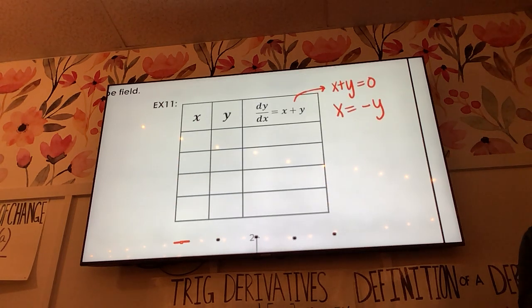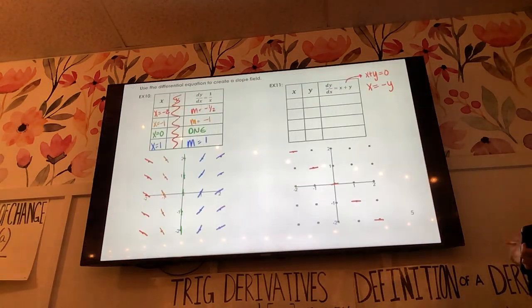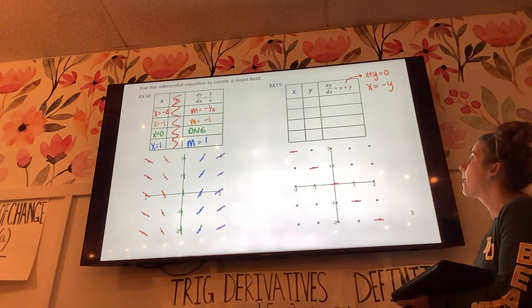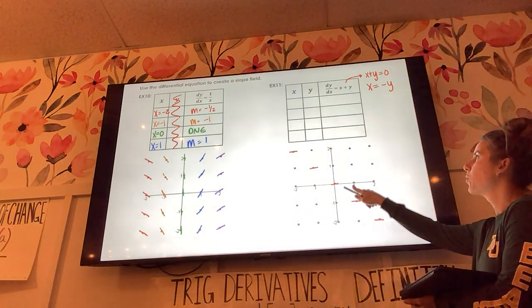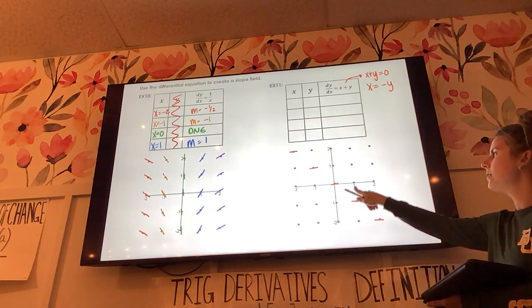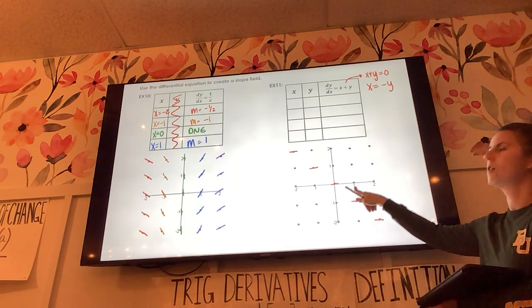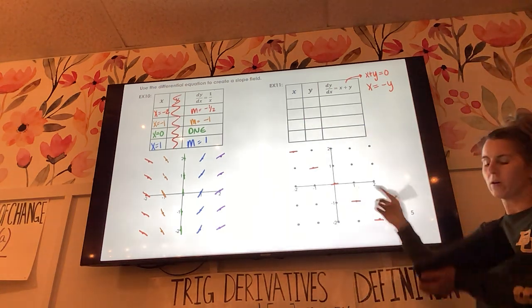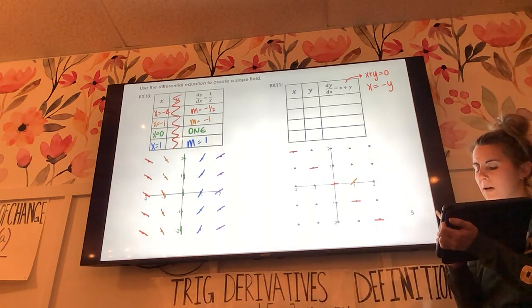I also consider when your slope is undefined. Now, will your slope ever be undefined? No, because we've got x and we've got y, so we're going to be good to go. All right, so then I'm just going to start working through this. We're just adding up x and y. So at this point, it's 1, 0. What is 1 plus 0? 1. So the slope here is 1, positive.